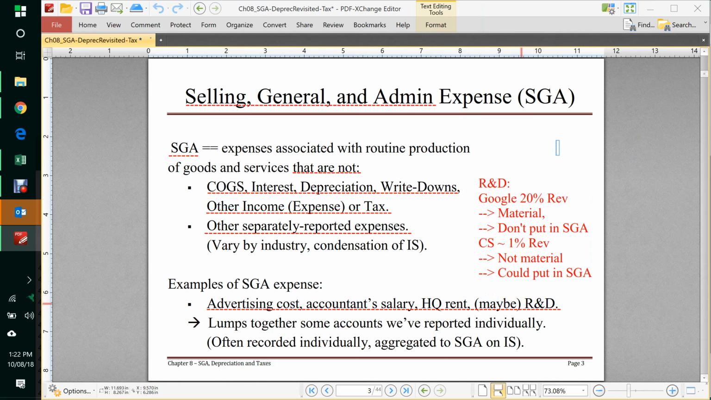Basically, anything big, important to the heart of your business, you don't want to throw in there. So that would be true for Google, Microsoft, Facebook, etc. All of them have R&D expenses of about 20% of revenue. So they should be showing those separately. Otherwise, they're being obfuscational.